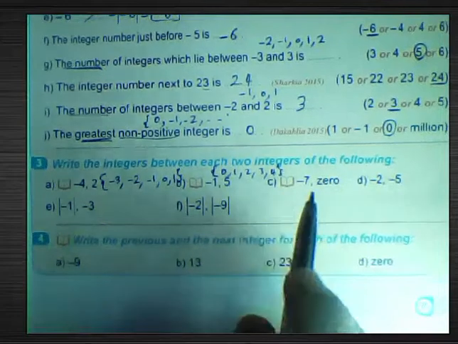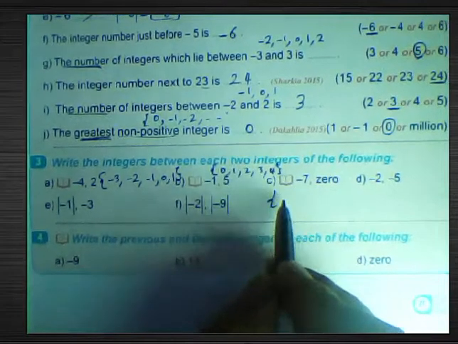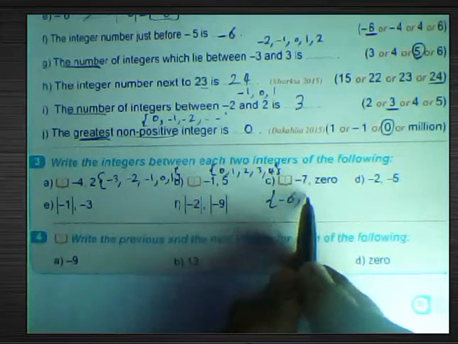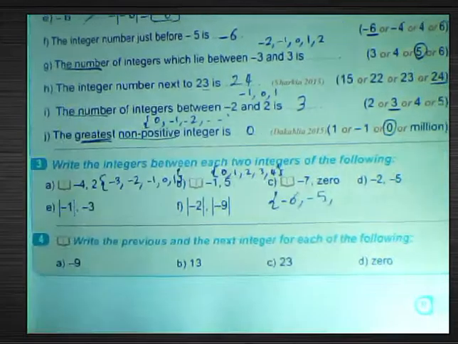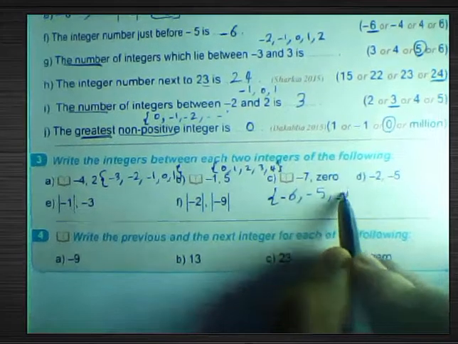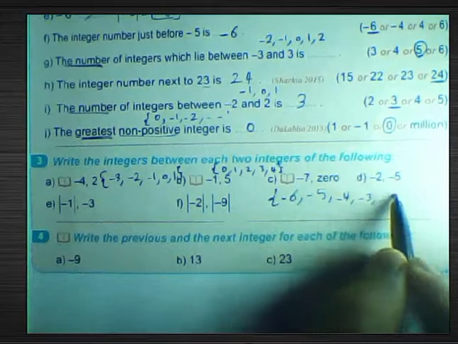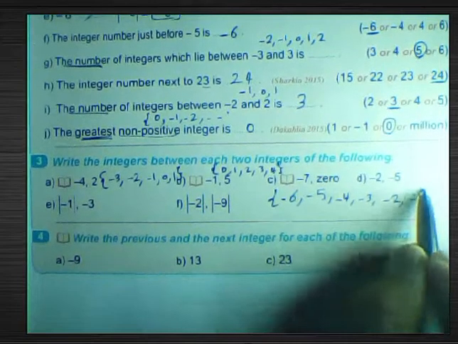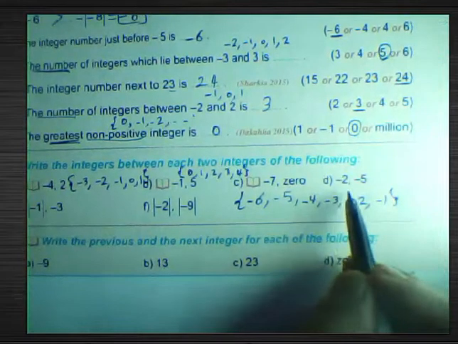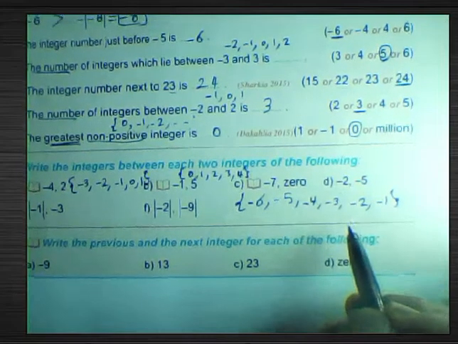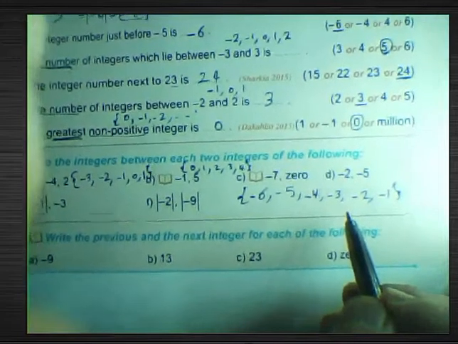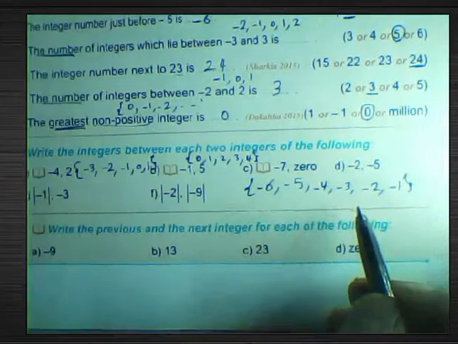Negative 7 and 0. We can count from negative 7 to 0: negative 6, negative 5, negative 4, negative 3, negative 2, negative 1 only. Okay. Letter D, negative 2 and negative 5. We can write the set of numbers that lie between negative 2 and negative 5: negative 3 and negative 4.